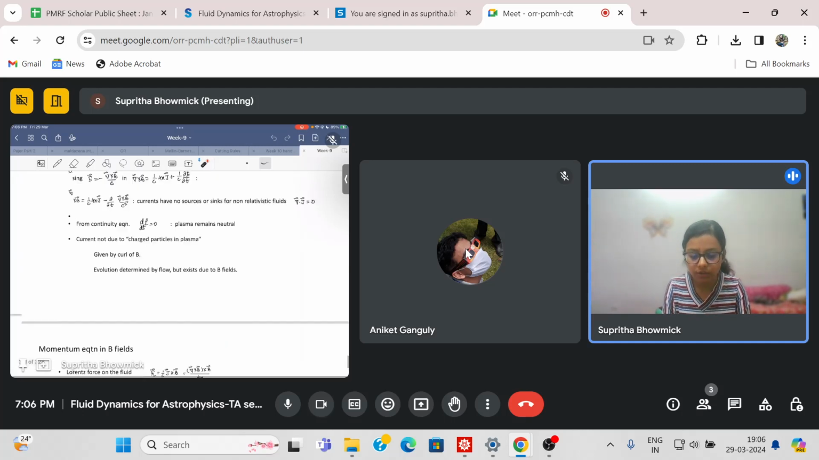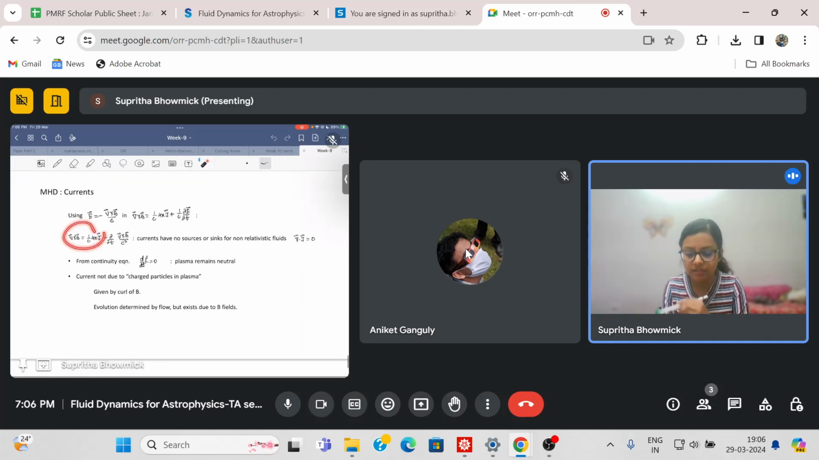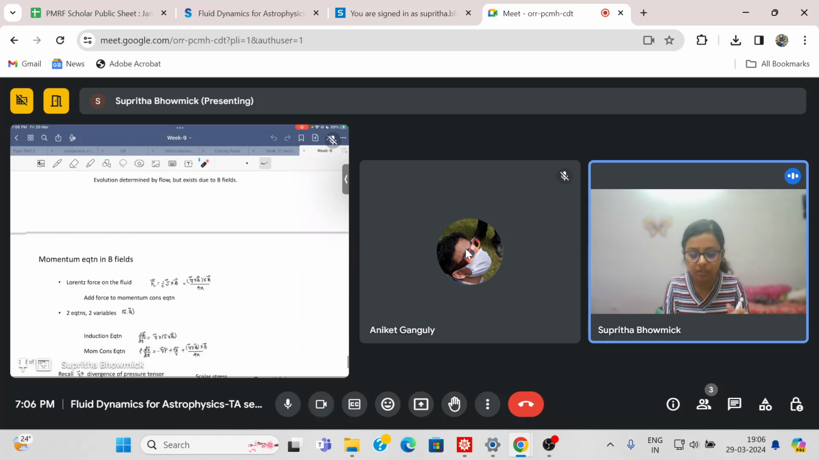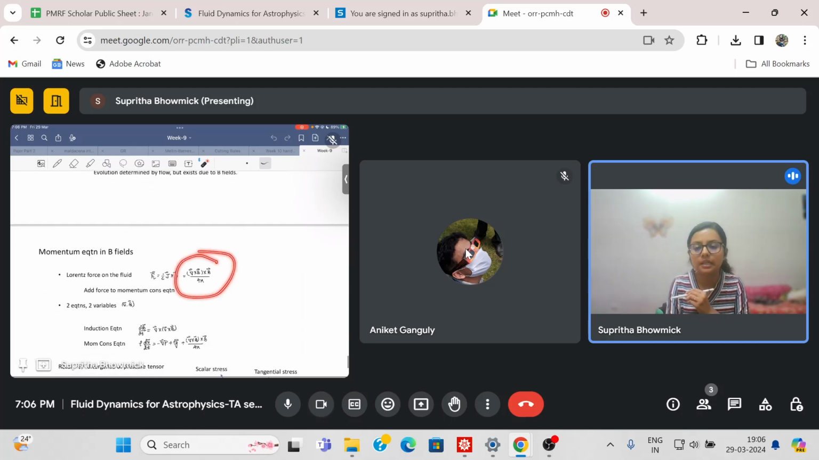And we just said that for non-relativistic fluids, we know what the current is. So we substitute that over here and we get that the Lorentz force is simply curl of B cross B divided by 4 pi. Now we can add this to the momentum conservation equation along with other relevant forces, let's say the body force or the gas pressure force, and solve.